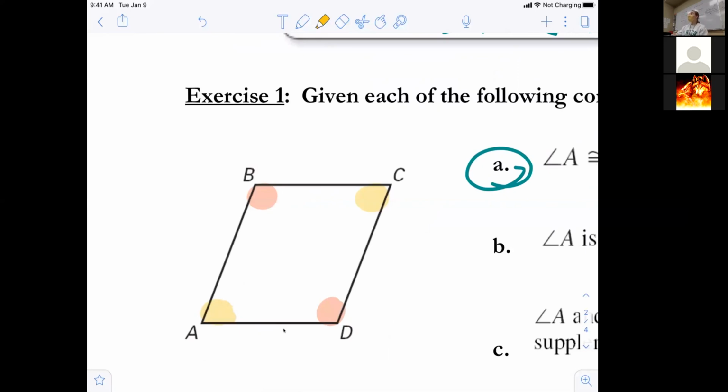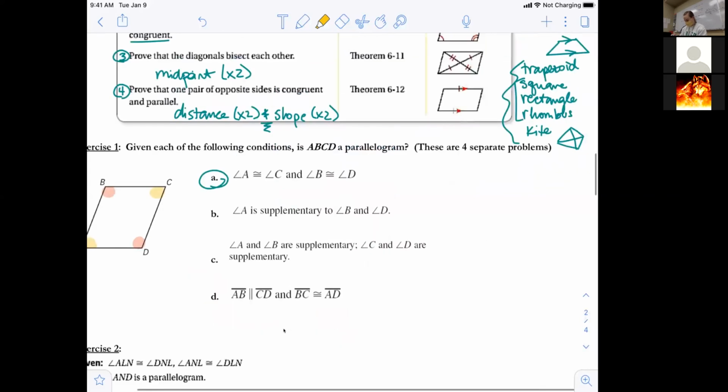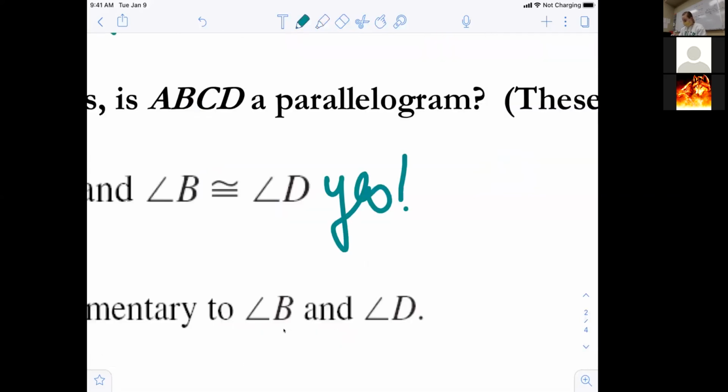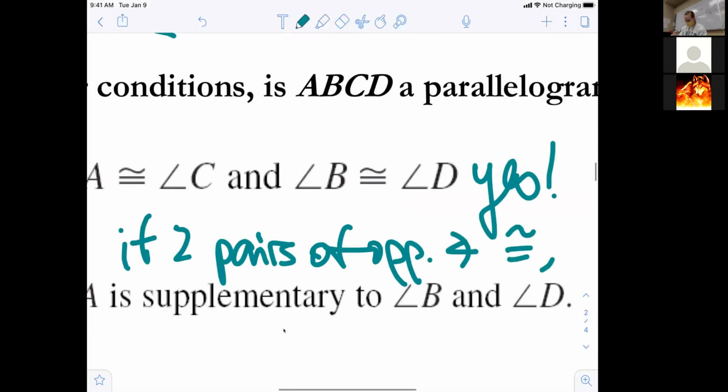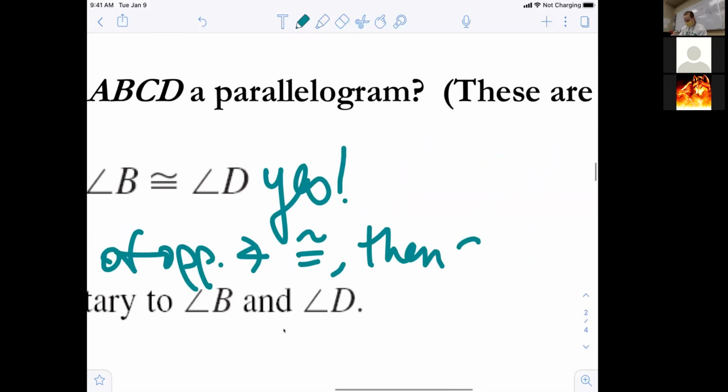Very good. And if we go to the front side, it tells us specifically we have to have 2 pairs of opposite angles that are congruent. So I'm going to write that here. I'm going to say yes. And I'm going to say if 2 pairs of opposite angles congruent, then quad is a p-gram.